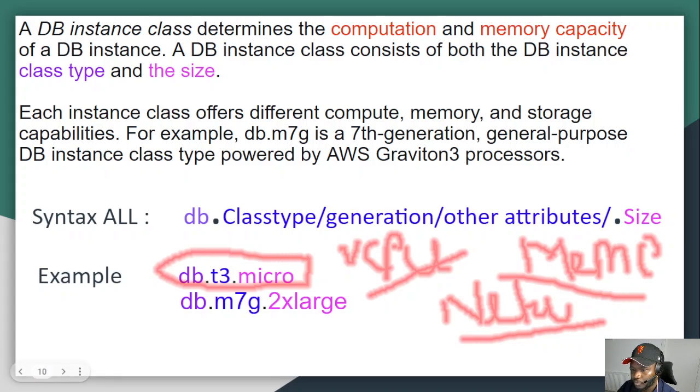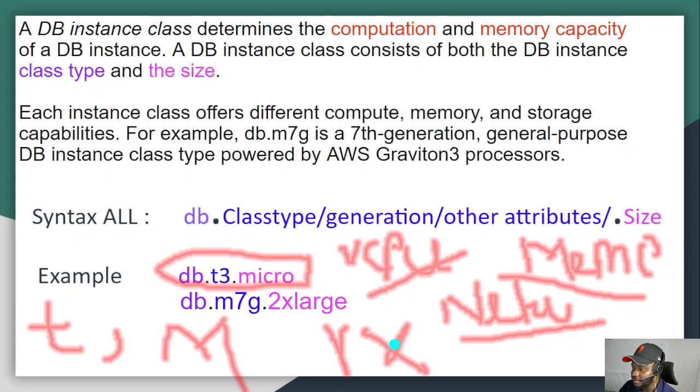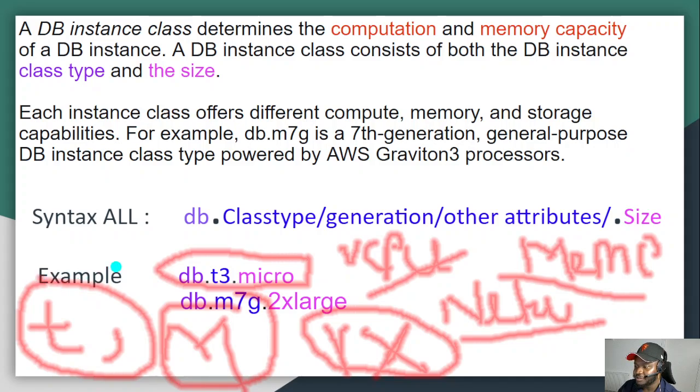So lastly, how and when do we decide to choose a T class? Why do we use a T? Why do we use the M class? And why do we use the R and the X class? Okay, this is the decision database administrators will be faced with. It's very crucial. And this is my target for the next video.